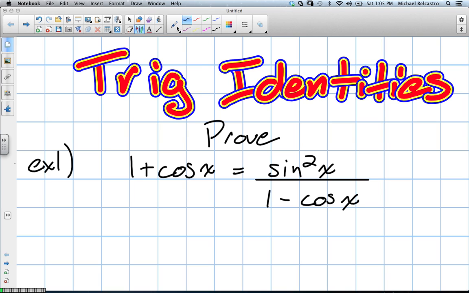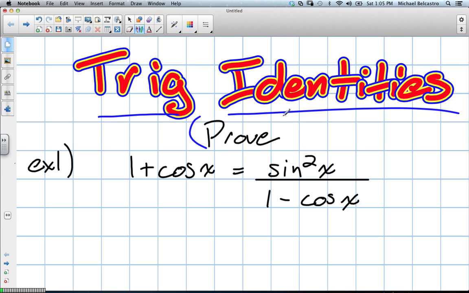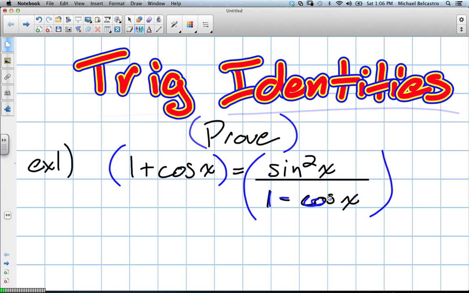Okay, very first trig identity just asks us to prove that 1 plus cos x is equal to sine squared x divided by 1 minus cos x, right? There are millions of ways to go through these.